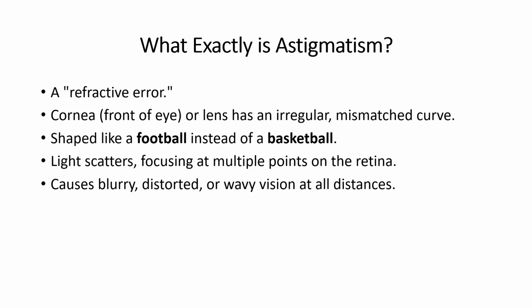Now, with astigmatism, either your cornea or sometimes the lens inside your eye has an irregular, mismatched curve. Instead of a basketball, it's shaped more like a football or the back of a spoon, it's steeper in one direction than the other. This uneven shape means light doesn't bend uniformly. Instead of a single focus point, the light rays scatter and focus at multiple points on your retina. This is why your vision appears blurry, distorted, or wavy, whether you're looking far away or up close.